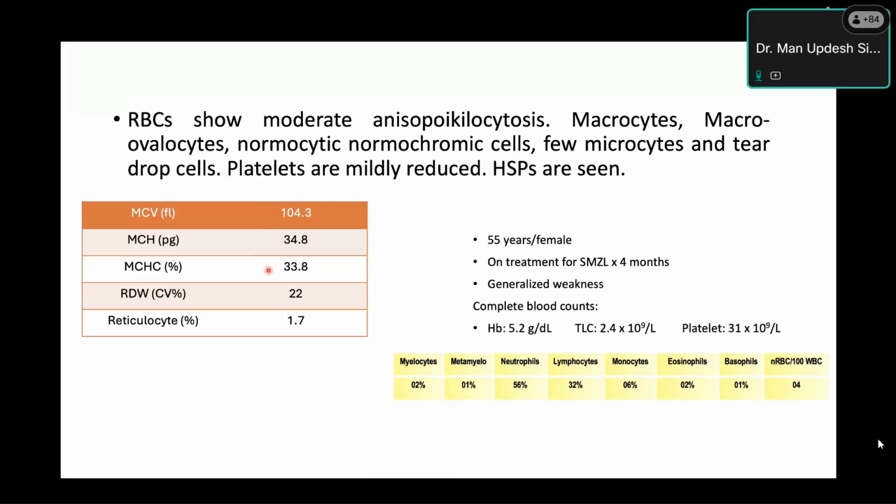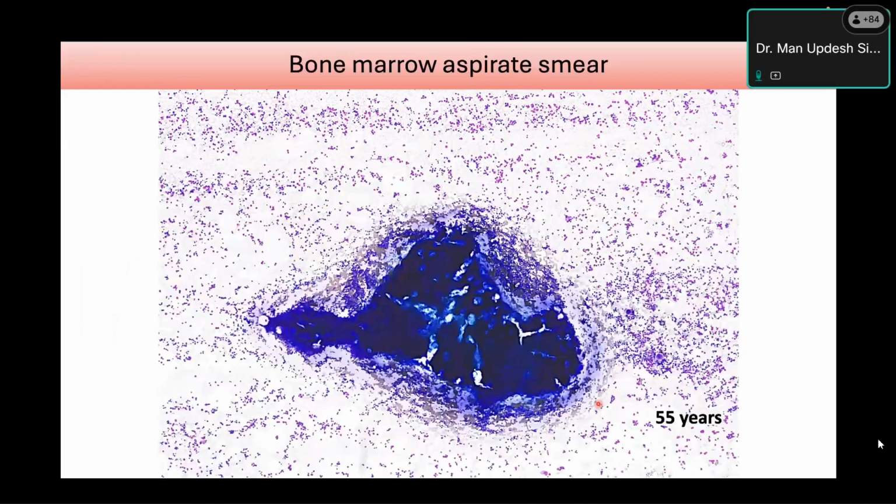MCH and MCHC do not give me too much information. RDW, of course, is going with the moderate anisopoikilocytosis. Reticulocyte count, although polychromatophils were seen, is overall still maybe within normal limits. For the degree of anemia, it's on the lower side if you correct it. And you have a female who's 55 years with a leukoerythroblastic picture and pancytopenia. We go ahead with the bone marrow.